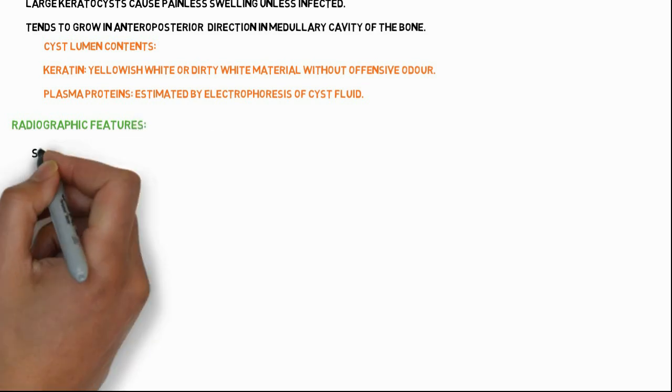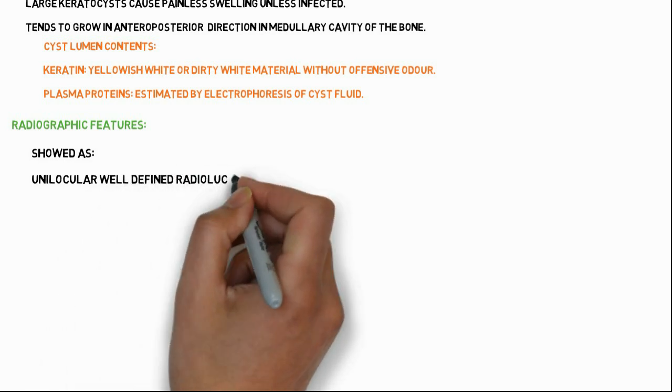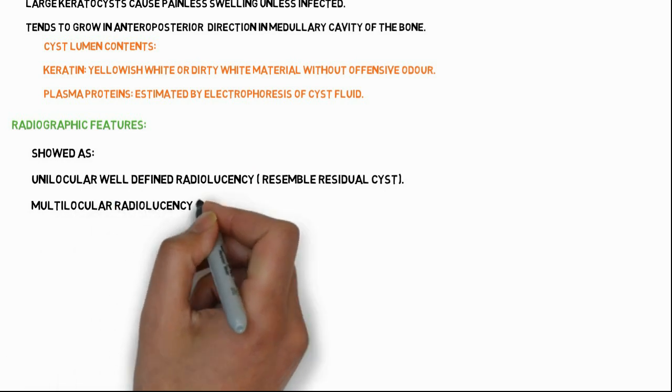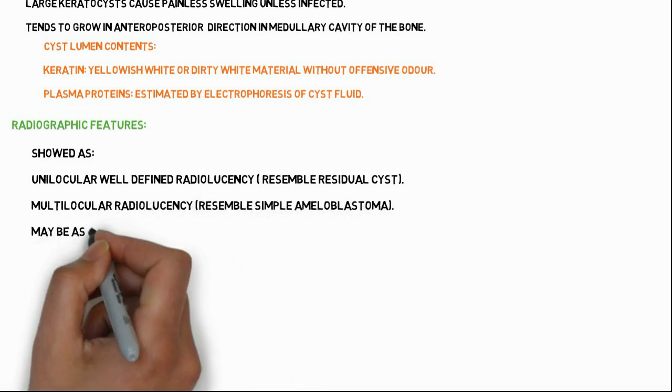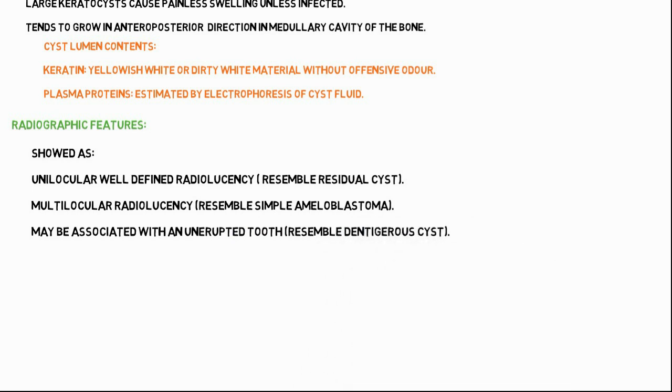Radiographic features. It shows as a unilocular well-defined radiolucency, resembling a residual cyst. Or a multilocular radiolucency, resembling simple ameloblastoma. It may be associated with an unerupted tooth, resembling a dentigerous cyst.